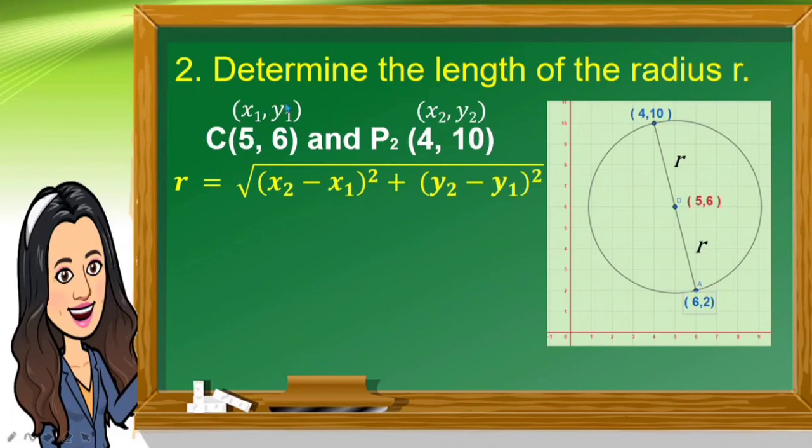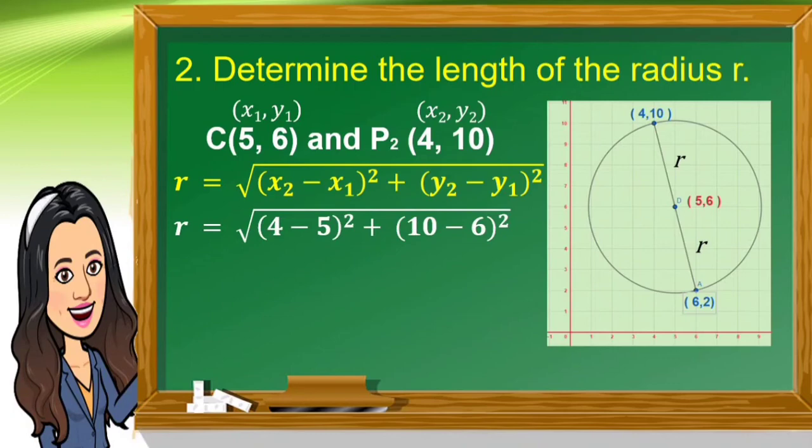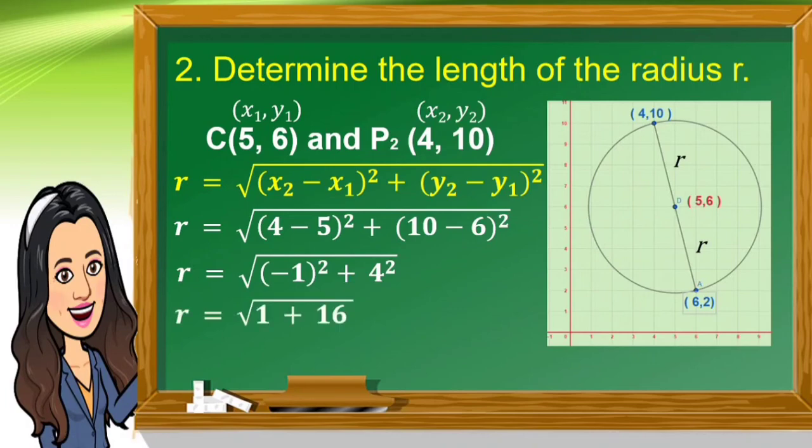With these values of x sub 1, y sub 1, x sub 2, y sub 2, substitute that to our given equation, we will have r is equal to the square root of the square of the quantity 4 minus 5 plus the square of the quantity 10 minus 6. Simplifying these expressions, we will have r is equal to the square root of negative 1 squared plus 4 squared. It is equal to the square root of 1 plus 16. And then therefore r is equal to the square root of 17. So we have already the center, which is at (5, 6), and the radius, which is square root of 17.